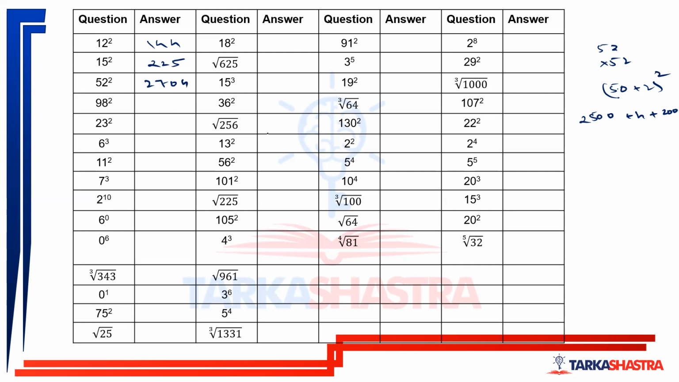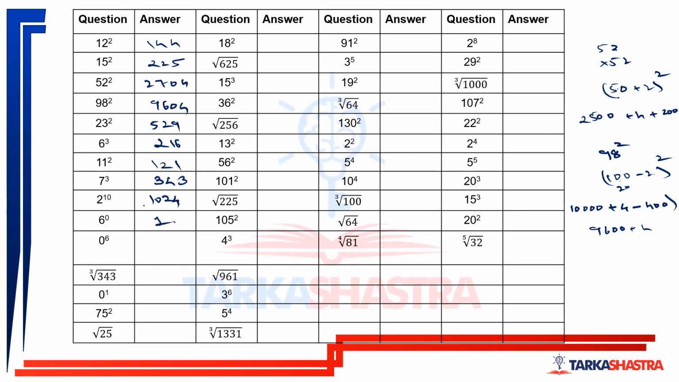Then if I have to calculate 98 square, what will I do? 98 square is 100 minus 2 square, which is 100 square 10000 plus 2 square 4 minus 2AB. So 2 into 100 into 2, that is minus 400. So that is 9600 plus 4, 9604. Okay. 29 square is 841, 6 cube is 216, 11 square 121, 7 cube 343, 2 raised to 10 1024, 6 raised to 0 is 1.